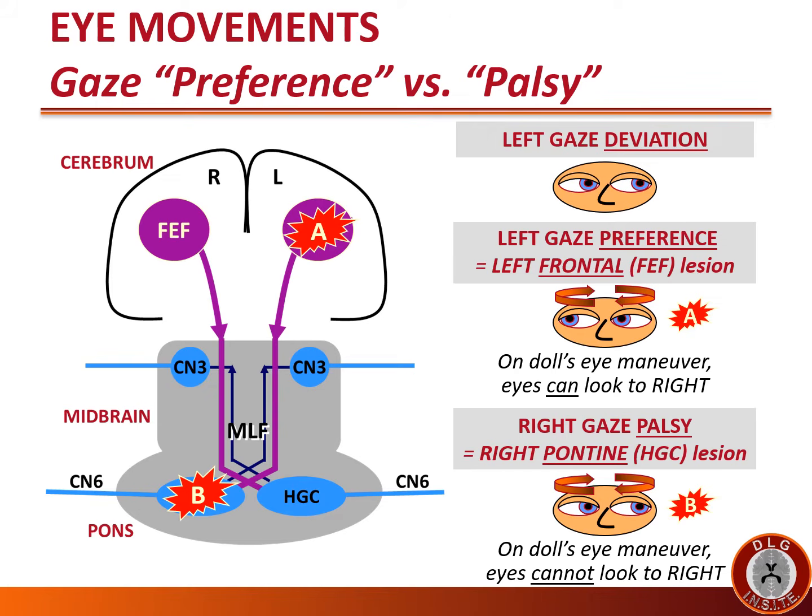So thinking it through for a second, the left gaze deviation is either due to a left gaze preference in the left frontal lobe or a right gaze palsy in the right pons. Notice that the preference is named by the direction the patient can look, and the palsy is named by the direction the patient cannot look. However, the way to remember this is a left preference is a left frontal problem. A right palsy is due to a right pons problem.